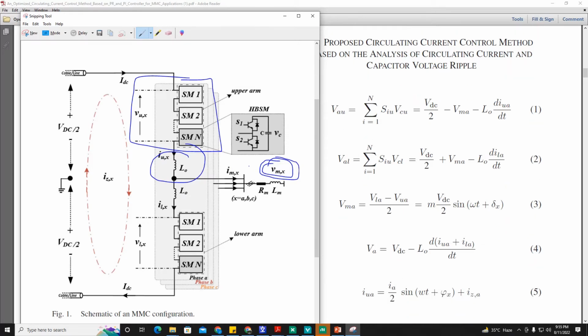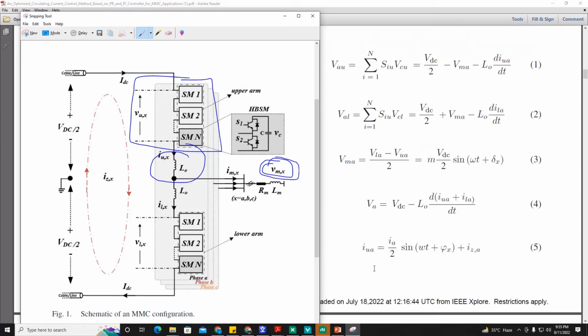Now this AC voltage ideally should be equal to the DC voltage of this converter if this inductor drop is ignored. So this is the terminal voltage VA, which is equal to VDC minus the inductor drop. And this is the equation for the upper arm current.